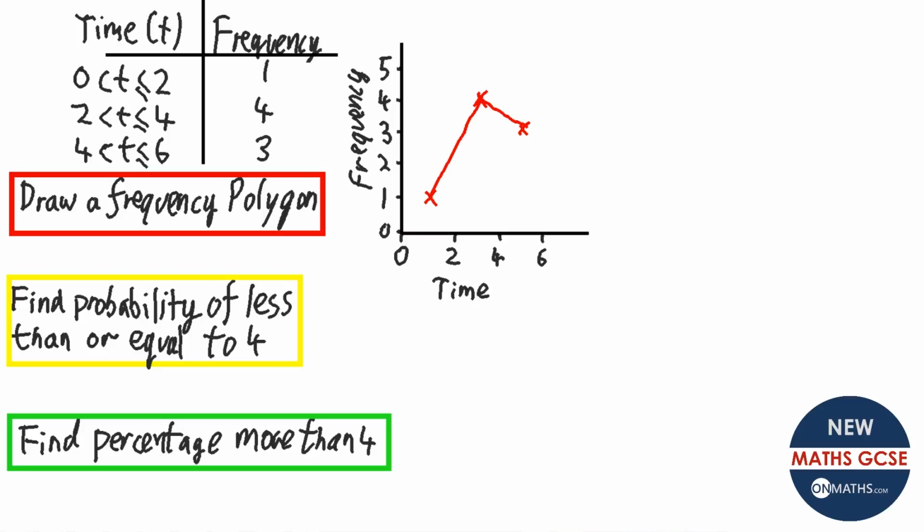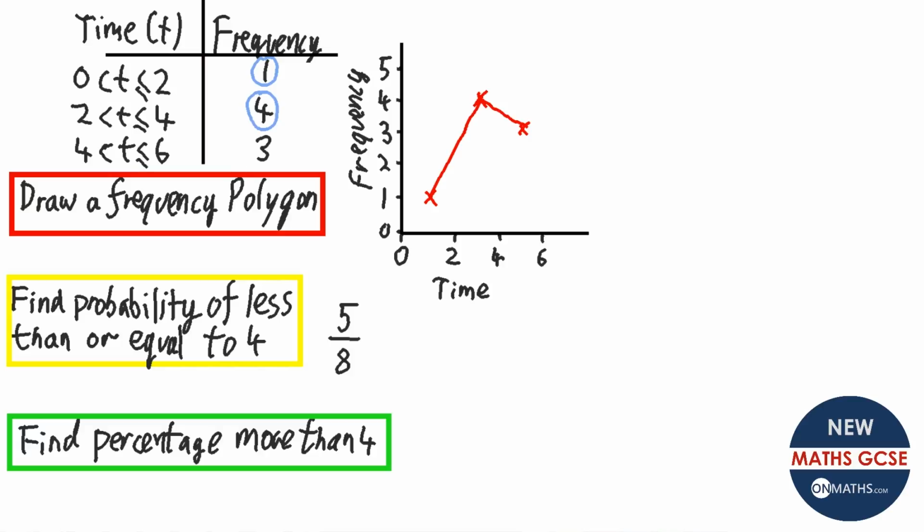Okay, this time it says find the probability of less than or equal to 4. So let's have a look and see how many are less than or equal to 4. So this one here is less than or equal to 4, and this one here is less than or equal to 4. So it's 5 that are less than or equal to 4 over, well, there's another 3 in total, so that's going to be 5 over 8.